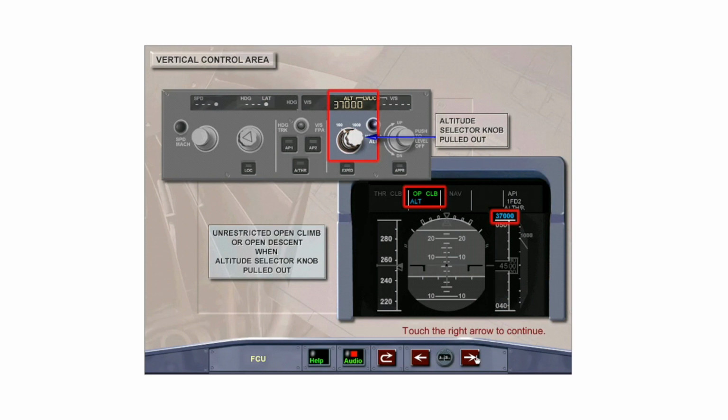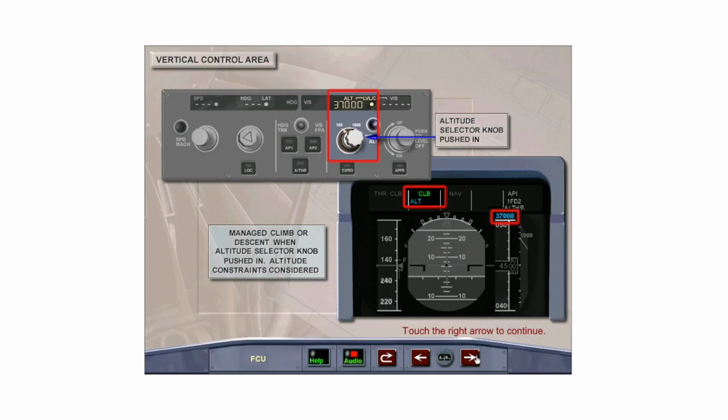Once a new altitude has been set, if the knob is pulled out, the aircraft will start an immediate unrestricted open climb or open descent, depending on whether the new altitude is above or below the current altitude. Open climb or open descent is enunciated in the second column of the FMA, and a blue Alt armed indication is displayed below it. The new setting is also displayed on the PFD altitude scale.